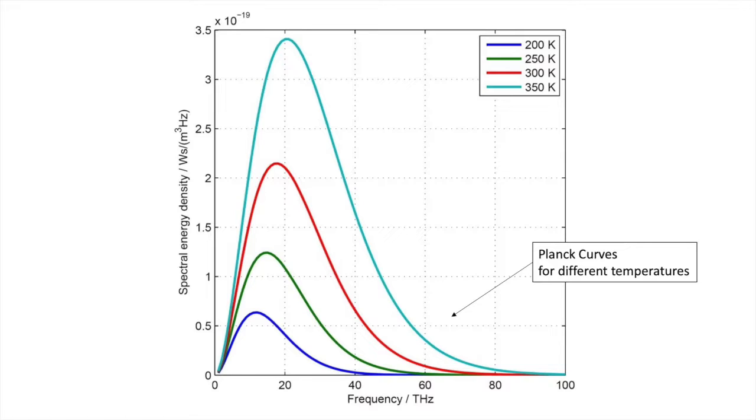Now, this is important to remember because what it's emphasizing and what I want you to focus on is that any object that has any temperature is emitting electromagnetic radiation across a range of frequencies. And that includes the Earth being an object that emits electromagnetic radiation across a range of frequencies. And we're going to hone in on one of those frequencies.